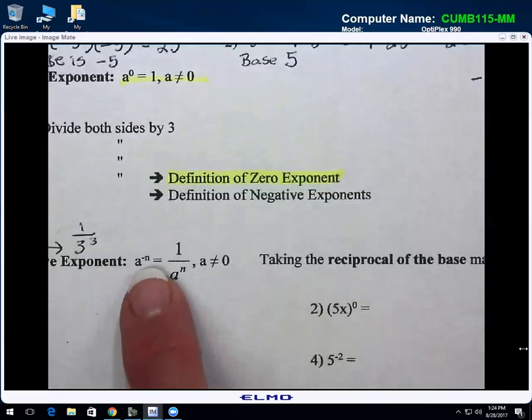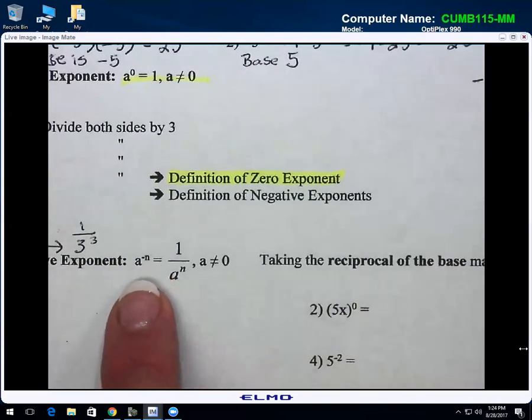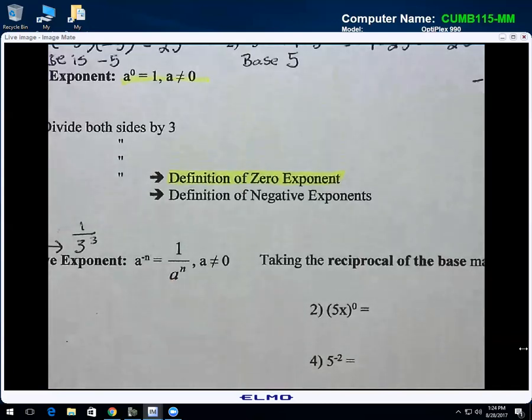I'm going to hypnotize you. You are all susceptible to hypnosis. You just didn't know it until now. From now on, whenever you see a negative exponent, there's an R word that I want to pop into your head, and it's reciprocal. So from now on, when you see a negative exponent, you're going to think reciprocal. And then you'll remember the whole sentence. Taking the reciprocal of the base makes the exponent positive. It's how we rewrite expressions that have negative exponents so that they have positive exponents.